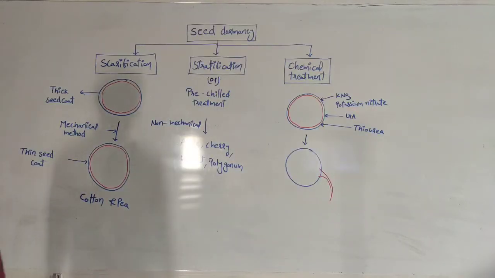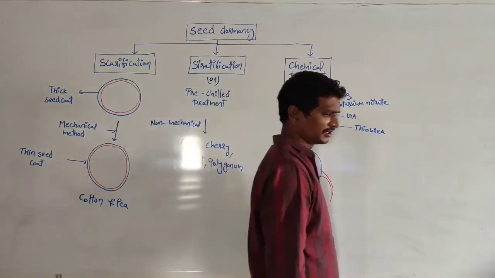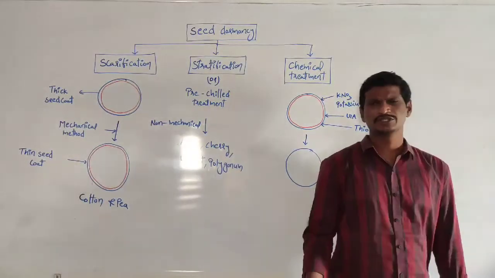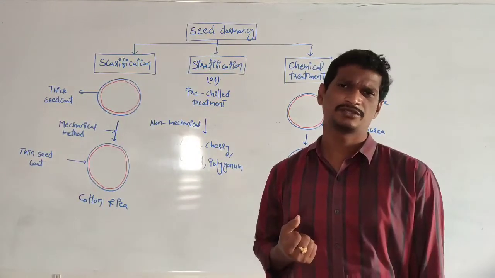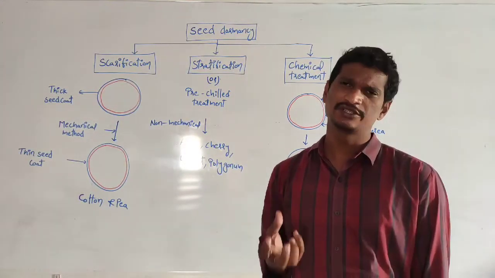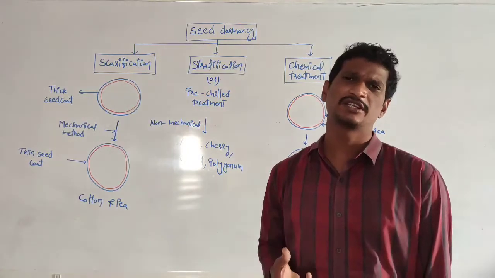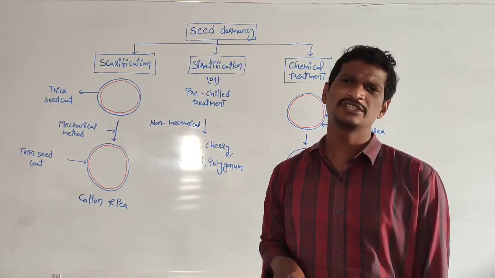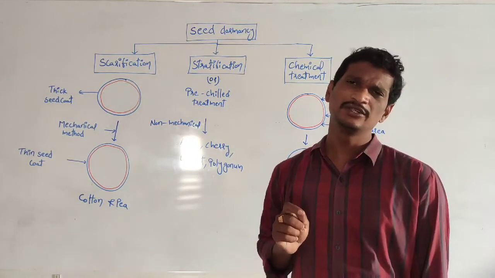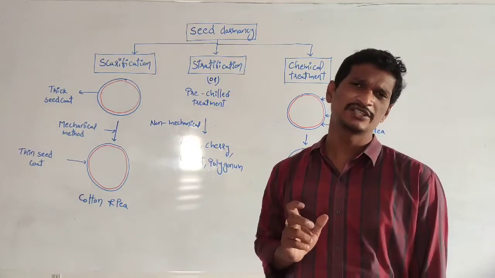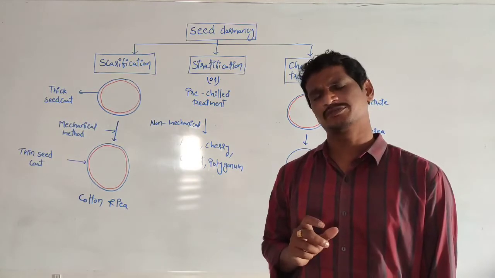Coming to the next one, the seed dormancy avoiding process. What is seed dormancy? The seed has all favorable conditions outside the seed, all favorable conditions are there, even though the seeds are not germinating, even though the seeds are not willing to germinate. So that condition is called seed dormancy.